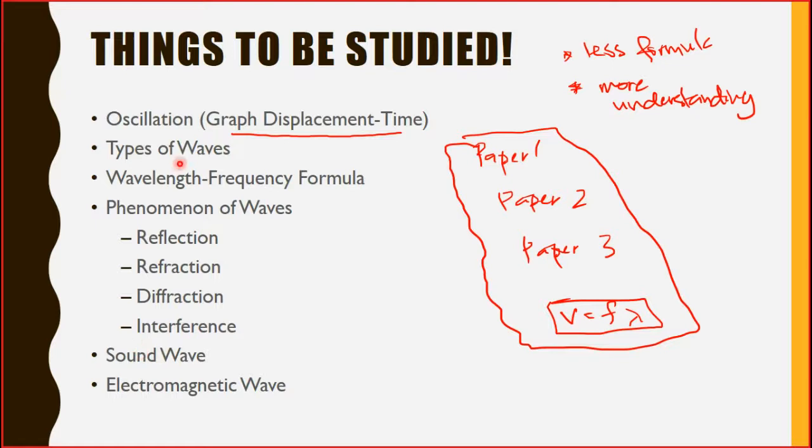The first thing we're going to look at before we go to wave is that we need to understand oscillation. Oscillation is some sort of wave. It is the simplest kind of wave.